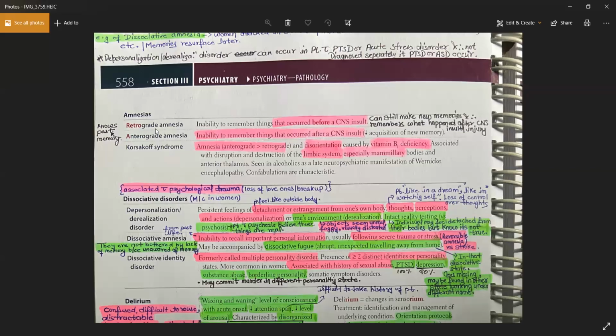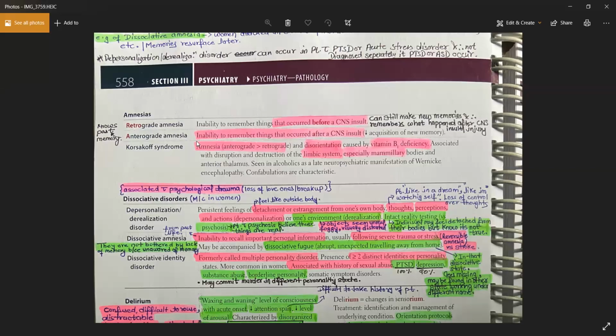Second, they have anterograde amnesia, and in that case, they will forget all the memories of events that happened after the incident, after that CNS insult, right? So they cannot remember anything after that incident, right? So it is known as anterograde amnesia.